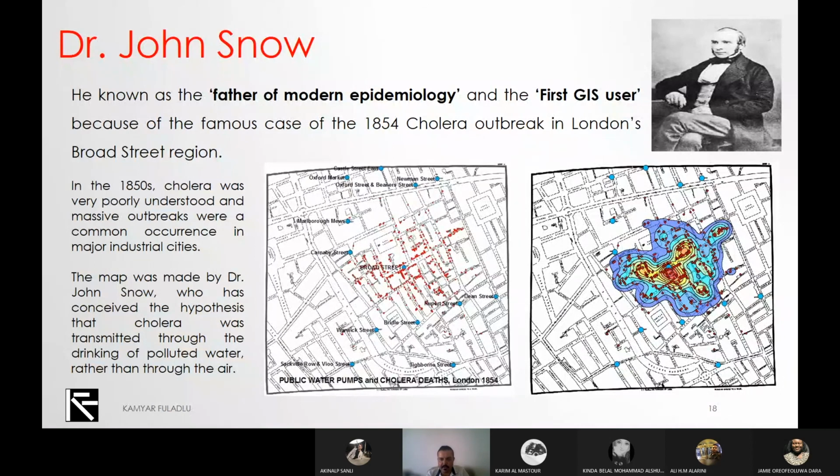He just used GIS as a first user. He didn't know that this was GIS, definitely, but I believe this is the first user of GIS. And based on this hypothesis, he solved the cholera outbreak in London.